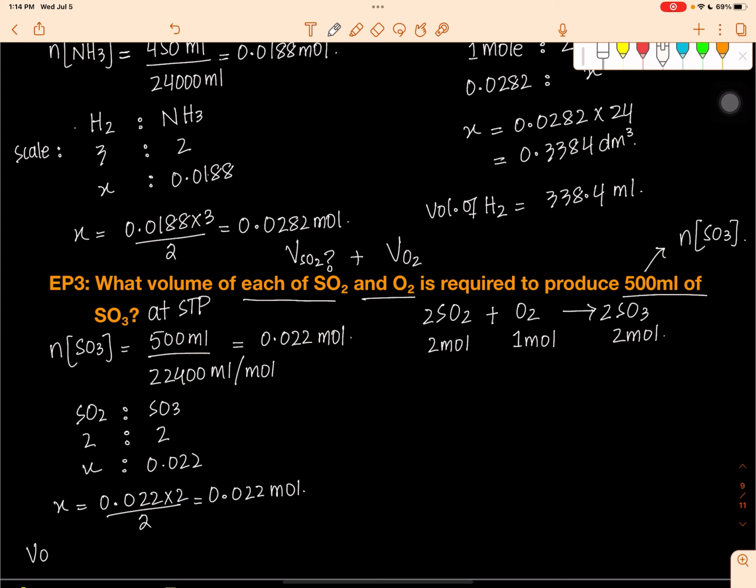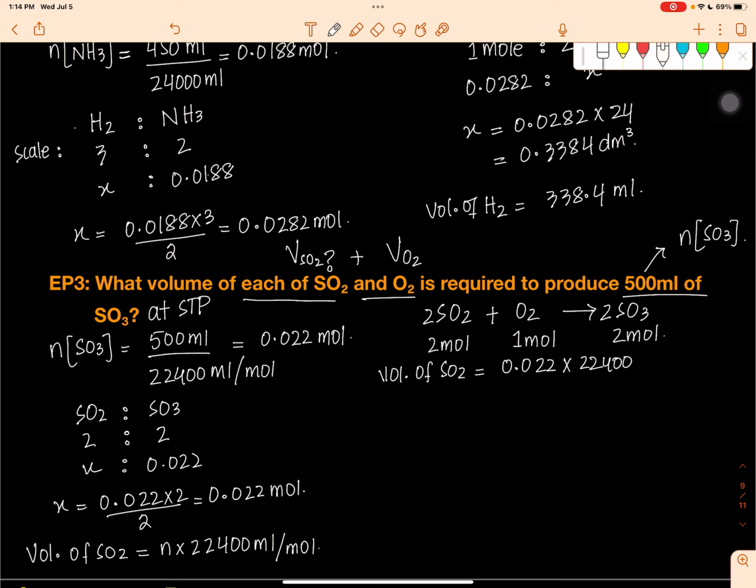So these are the number of moles of sulfur dioxide. But since we need to find the volume of sulfur dioxide needed to produce 500 mL of sulfur trioxide, we multiply the number of moles by the volume, 22,400 mL per mole. The volume of sulfur dioxide is 0.022 cross 22,400, and we get 492.8, which is roughly 493 mL of sulfur dioxide needed to react to produce 500 mL of sulfur trioxide.